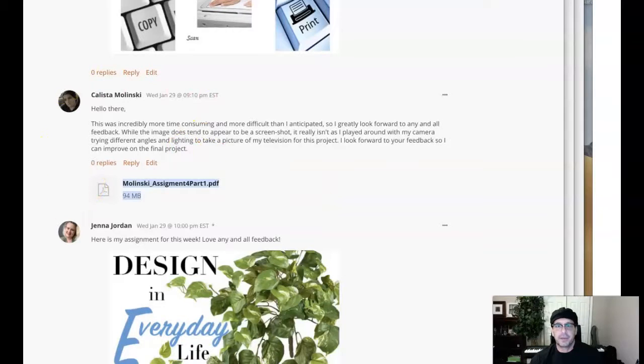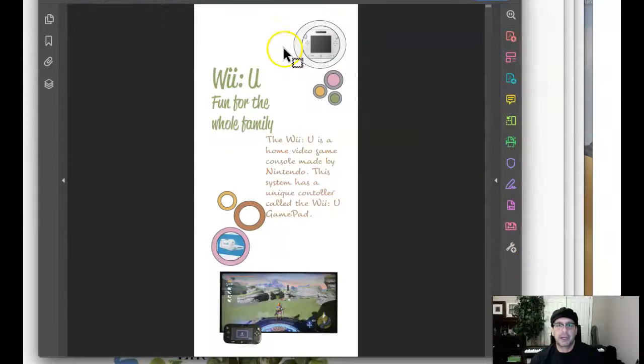Okay, Calista, let's go ahead and take a look at your layout. Got it up right here. Okay, let's go ahead and look at the requirements. Now, these are from the assignment page, so these are the requirements, and we'll go through that inventory. Then we'll talk about layout and typographic choices.